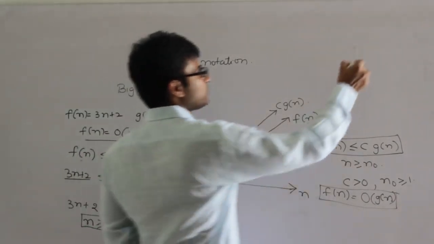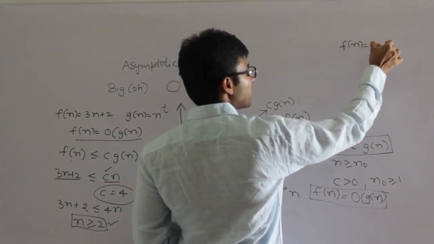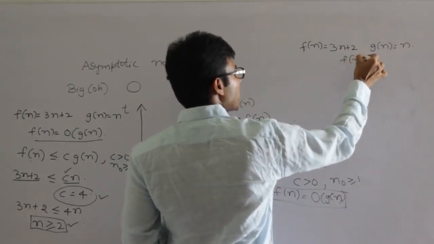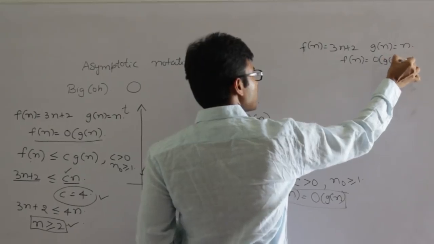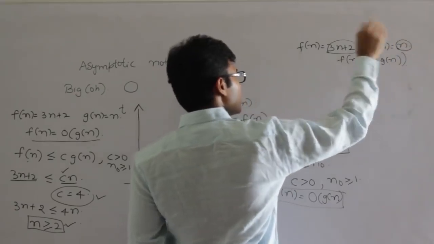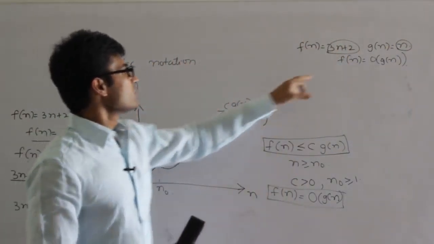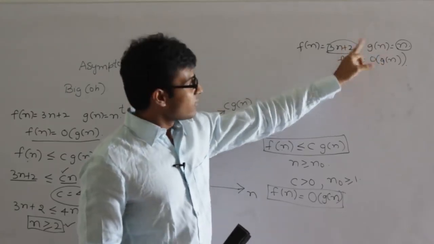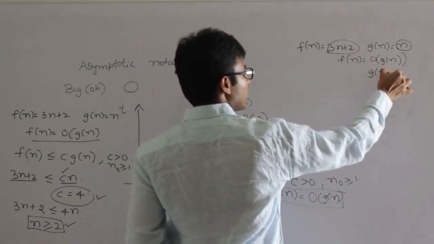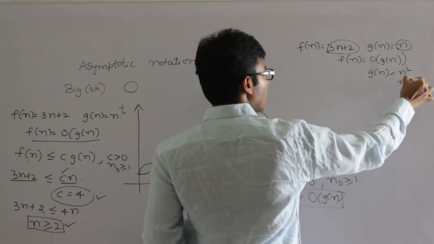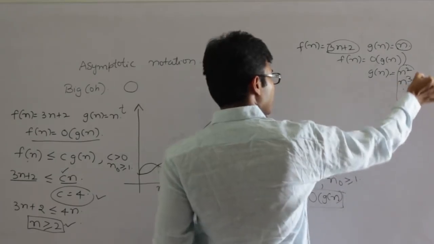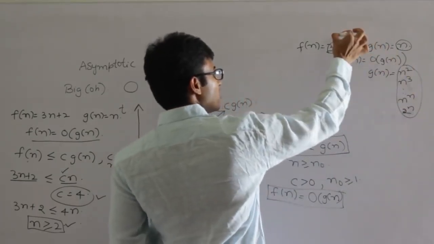Now we found out that if f of n equal to 3n plus 2 and g of n equal to n, then f of n is big O of g of n, which means this 3n plus 2 can be bounded by a constant multiplied by n. So if n is bounding this function, definitely n square will bound it too, which means for any function greater than n, such as g of n equal to n square or n cube or n power n or 2 power n, all these functions are going to bound 3n plus 2.